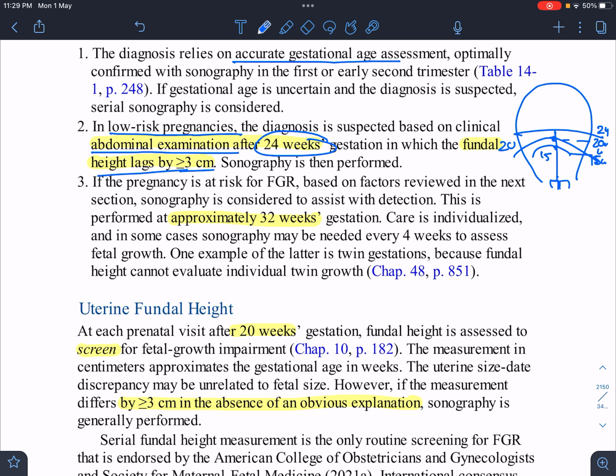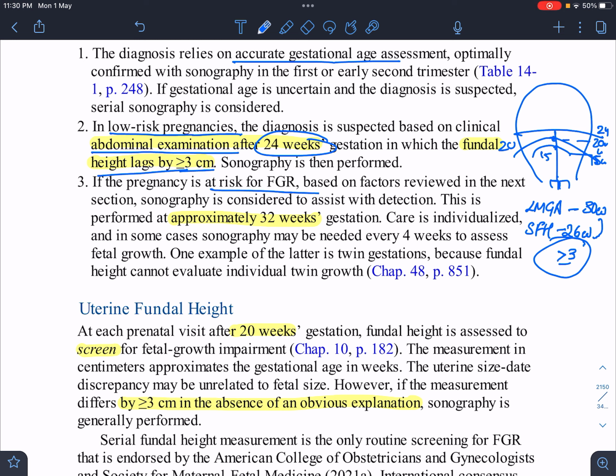Okay, so according to your LMP, gestational age is maybe coming as 30 weeks, but when you take your symphysiofundal height, you're getting maybe 26 weeks. So the lag is more than 3. So then you can suspect FGR.